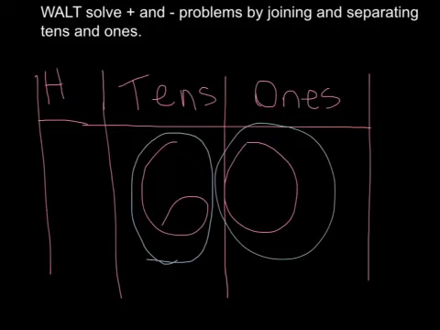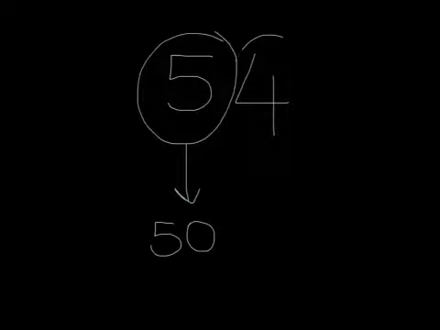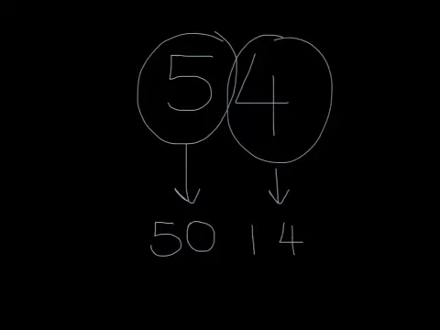So it's good to be able to identify how many tens and ones there are in numbers. If we take a number like 54, I can see that I've got 5 tens. 5 tens is the same as saying 50. And I've got 4 ones. 4 ones are always just going to be 4. So 54 is the same as 50 plus 4. I've broken that number up into tens and ones.